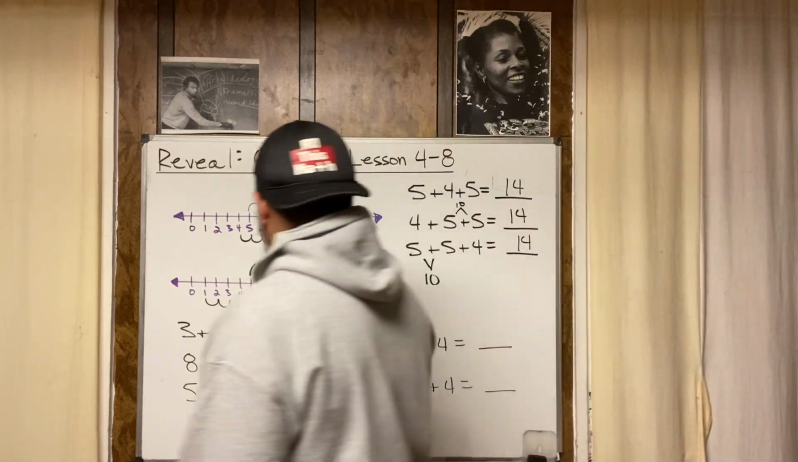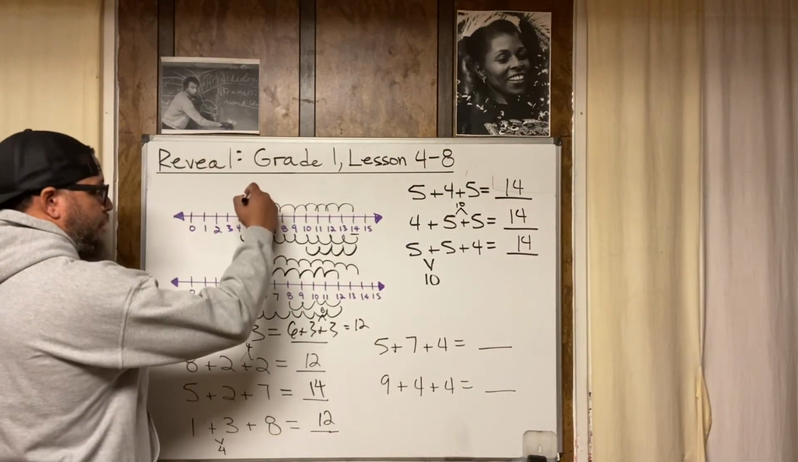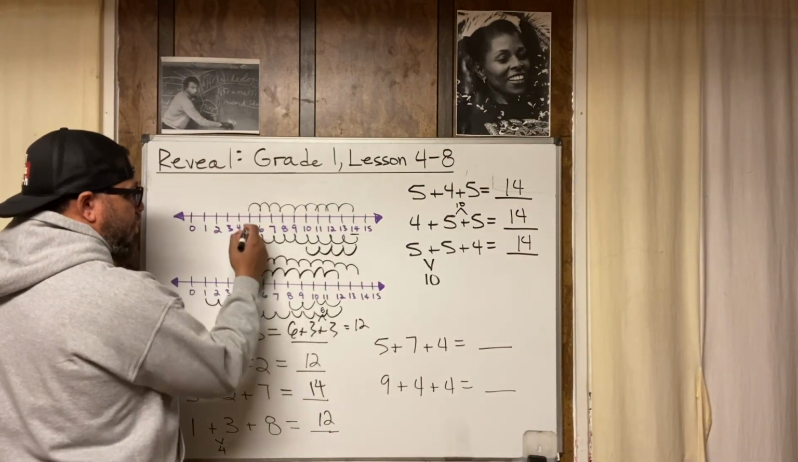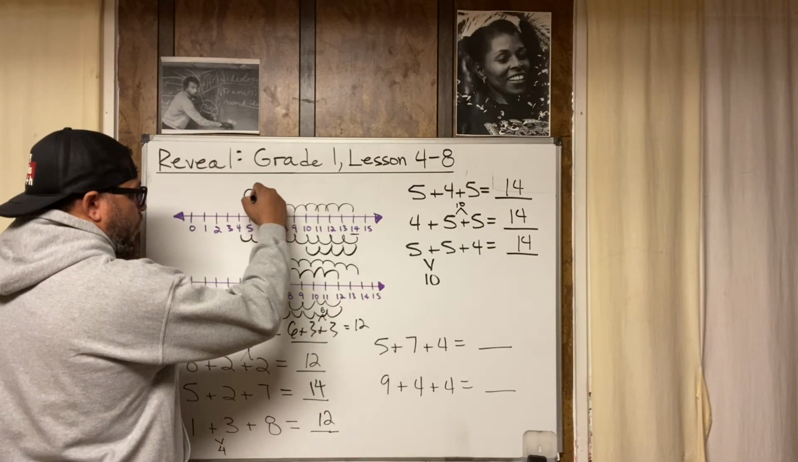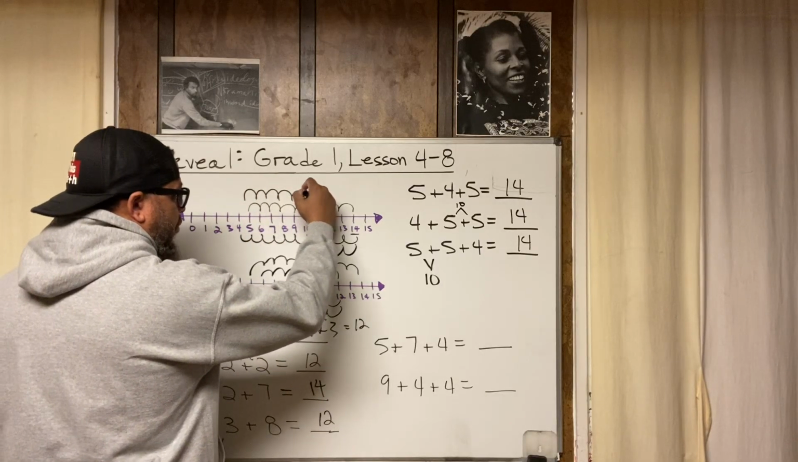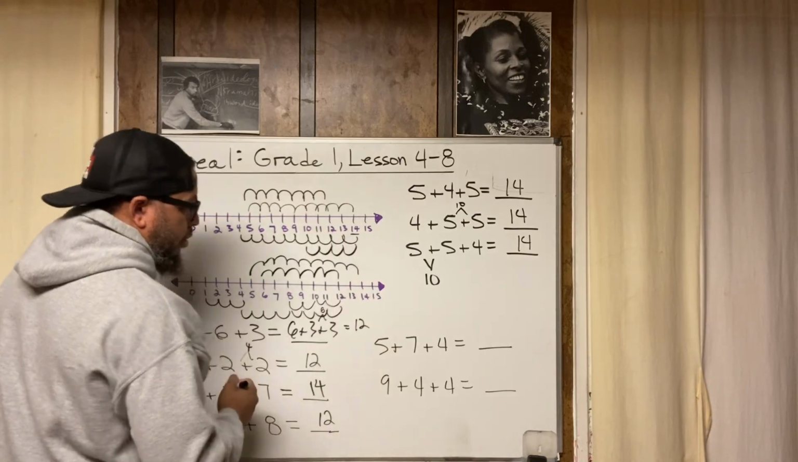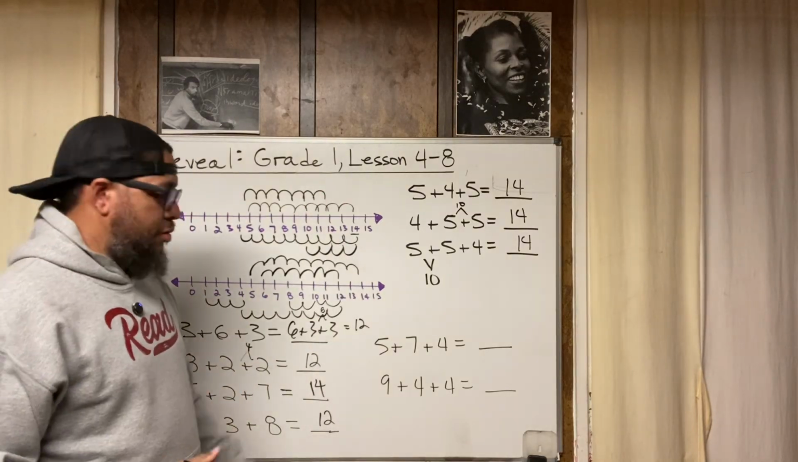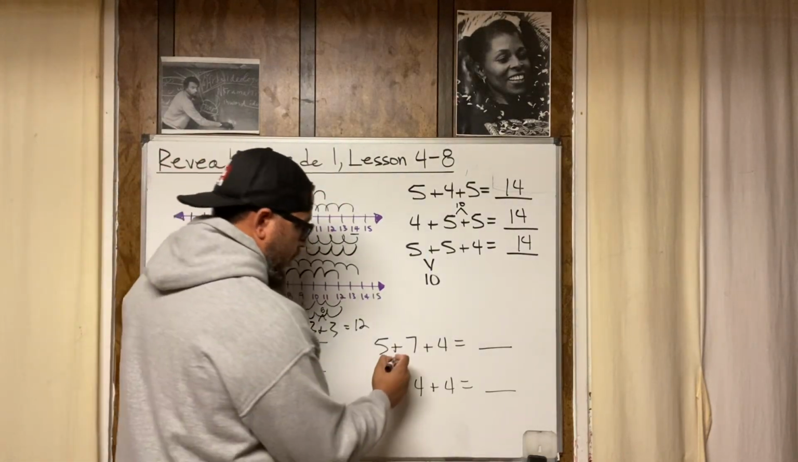So what I'm going to do is go up here, start at 5. I'm going to go 7 spaces to the right. 1, 2, 3, 4, 5, 6, 7. I pause at 12 because I went 7 spaces to the right. So that gives me 12.